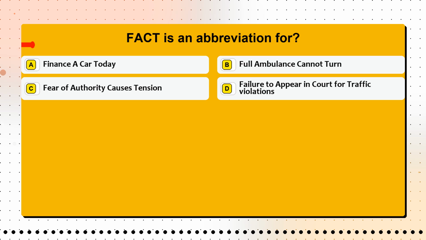Question 44. FACT is an abbreviation for? Here are the options. Option A. Finance a car today. Option B. Full ambulance cannot turn. Option C. Fear of authority causes tension. Option D. Failure to appear in court for traffic violations.